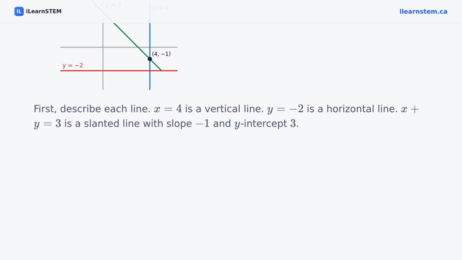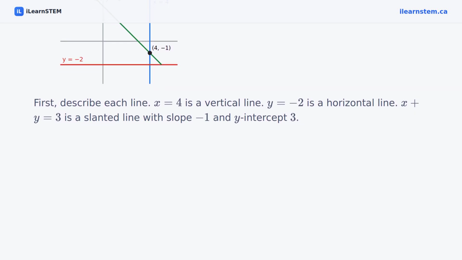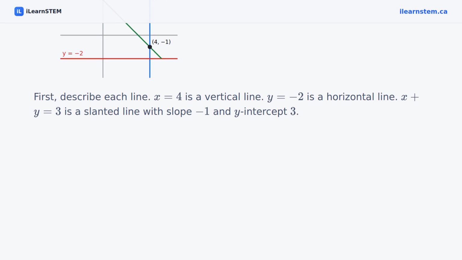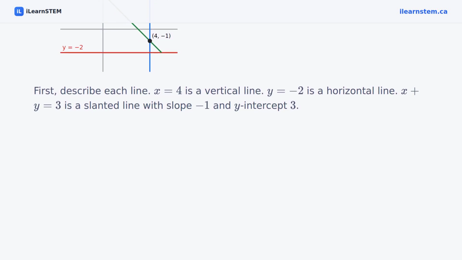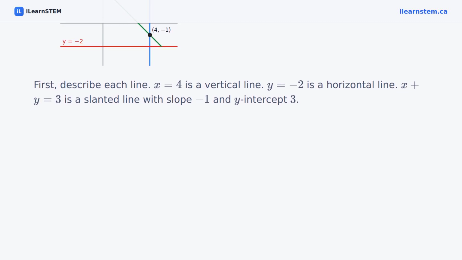X equals 4 is a vertical line. Y equals -2 is a horizontal line. X plus y equals 3 is a slanted line with slope -1 and y-intercept 3.